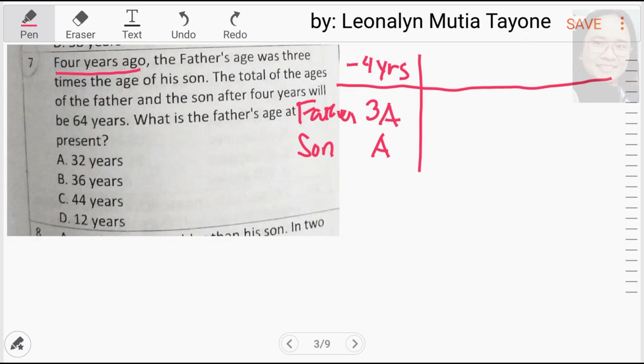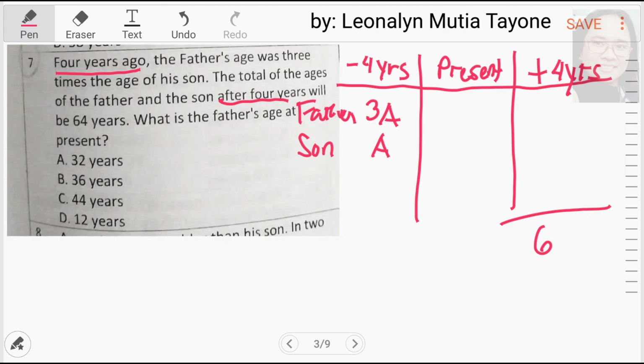3A. Then, i-divide natin. The total of the ages of the father and the son after 4 years. After 4 years. So, ito yung present. Will be 64. What is the father's age at present? So, after 4 years, this is 3A plus 8. Bakit plus 8? This was 4 years ago. After 4 years, so 8 years na nakalipas.